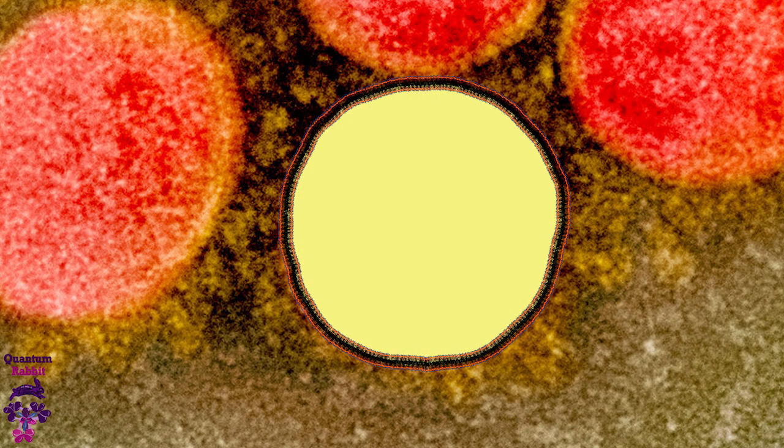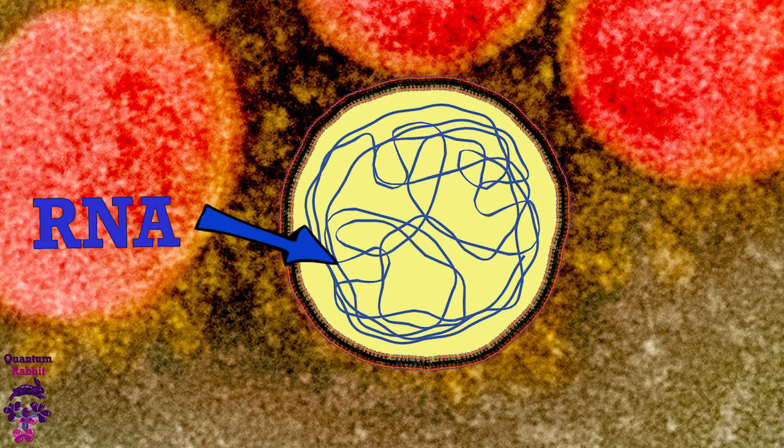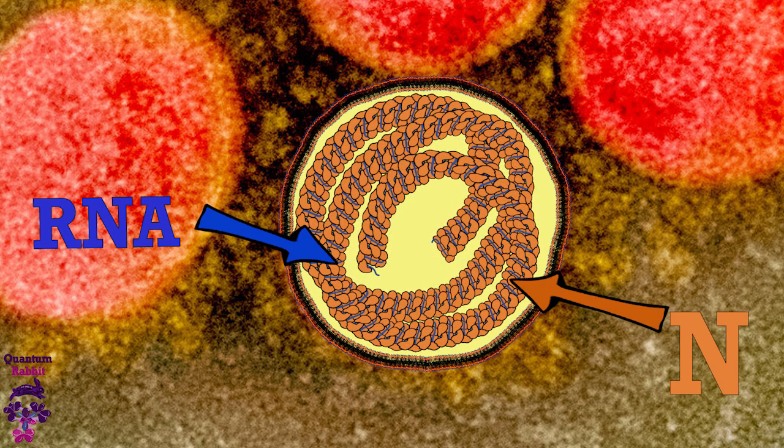Within the vesicle, genetic information is found in a single segment of positive RNA. This information is compacted and protected by nucleocapsid proteins that bind to RNA, which together form a polymer.